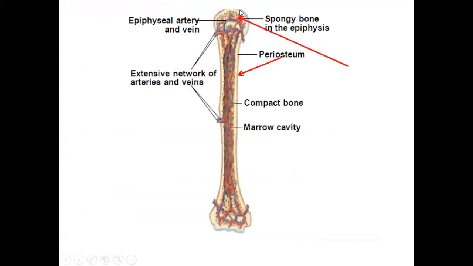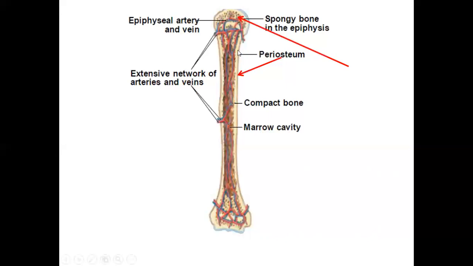So here's a long bone. Here's the epiphysis, and that epiphysis is all those little, you see how this looks kind of like a sponge? That's spongy bone, or it's also called cancellous bone. You'll see it maybe both ways in your textbook, cancellous or spongy bone.